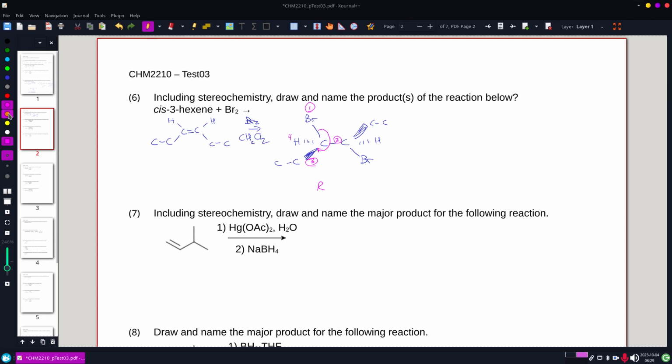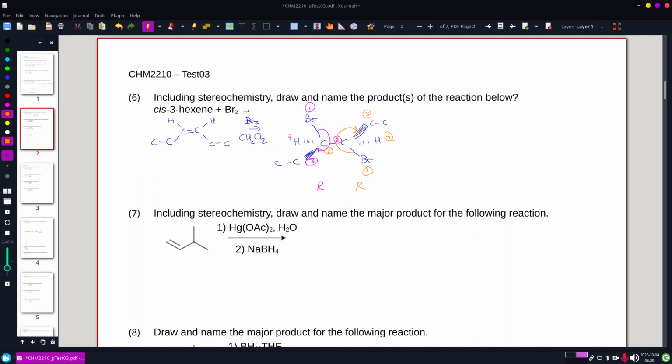Now our other location, high priority is the bromine. 2 is the carbon that has the bromine attached, and 3 is the carbon with other carbons, and hydrogen is still a 4. So we are going clockwise again, so that is also R. So we ended up getting an R and an R.